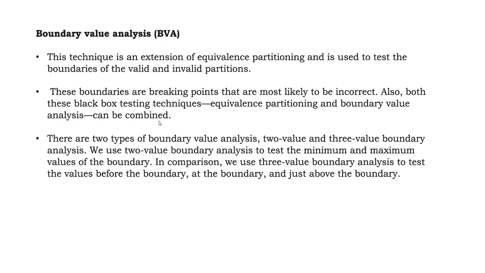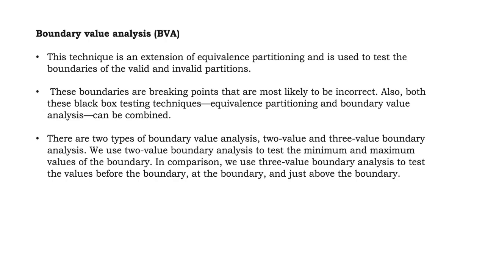So what exactly happens in boundary value analysis is that the boundaries of the valid range can be tested. I'll tell you an example. But before that, there are two different types of boundary value analysis, which are two value and three value boundary analysis. We use two value boundary analysis to test the minimum and the maximum values of the boundary. In comparison, we use three value boundary analysis to test the values before the boundary, on the boundary, and just above the boundary. Okay, this is how we can verify.